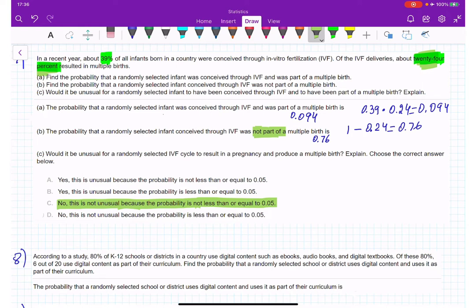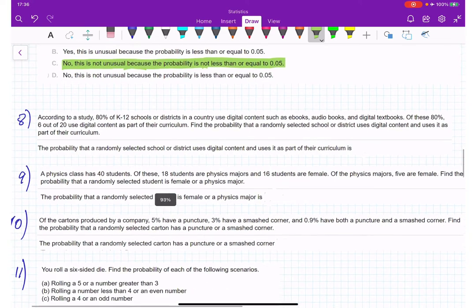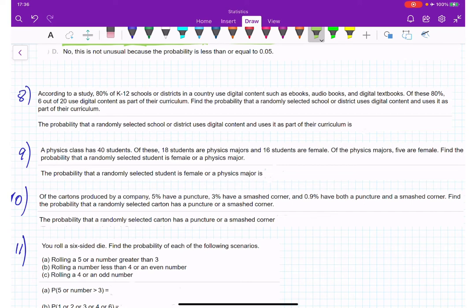Question number 8. According to a study, 80% of K-12 schools or districts in a country use digital content such as e-books, audiobooks, and digital textbooks. Of this 80%, 6 out of 20, so let's mark down here, we need this 80%. And then we need 6 out of 20 of this 80% use digital content as a part of their curriculum. So we need to find the probability that a randomly selected school or district uses digital content and uses it as a part of their curriculum.